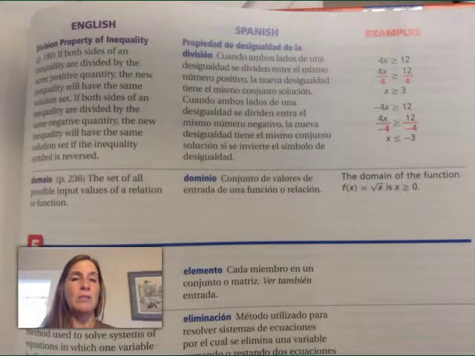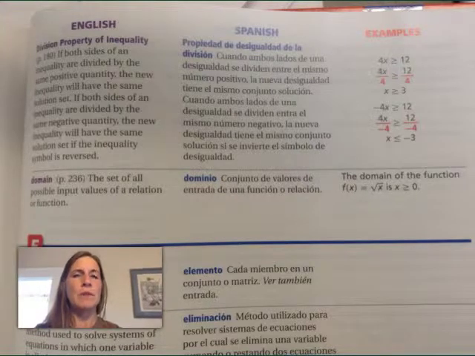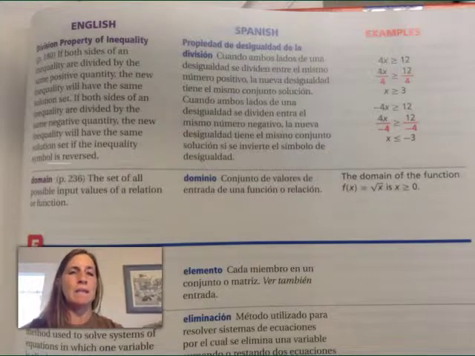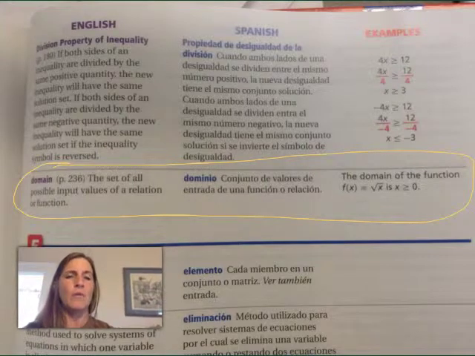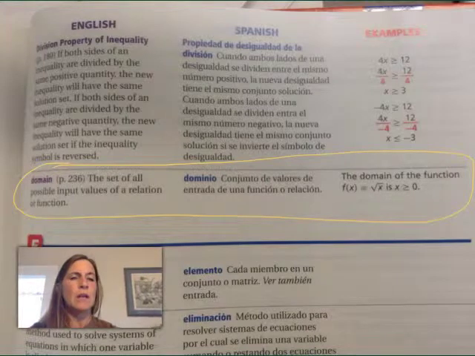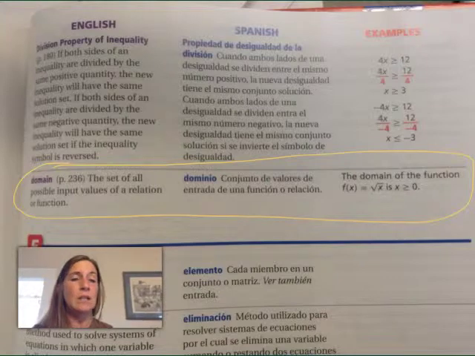Domain can mean all sorts of things, from your URL address on a website to the home that you live in. In algebra, a domain is the set of all possible input values of a relation or a function. Sometimes this can be a challenge. So, can every value on the x-axis be used as an input for a function or a relation? Let's look at some examples.